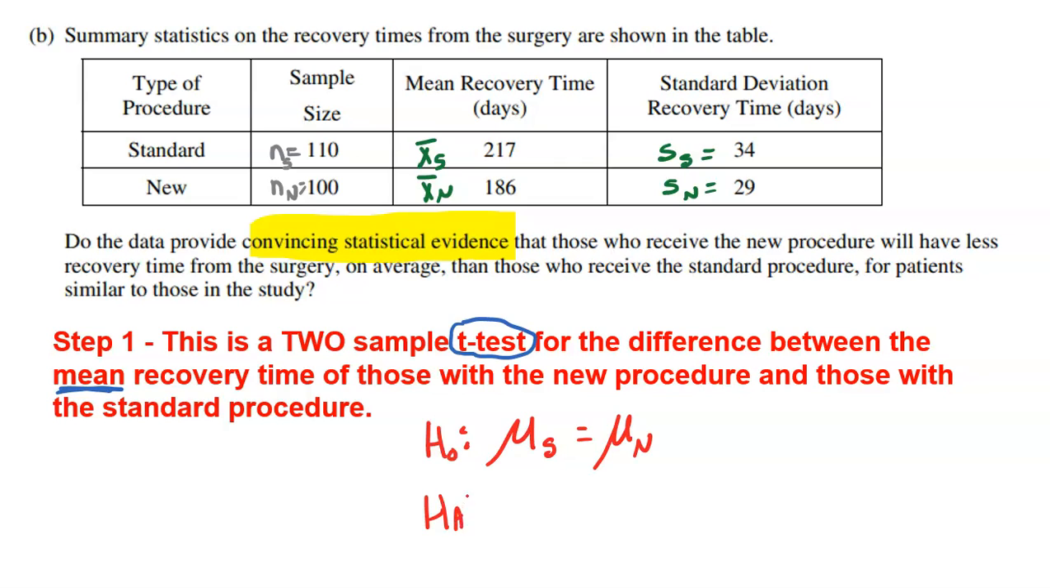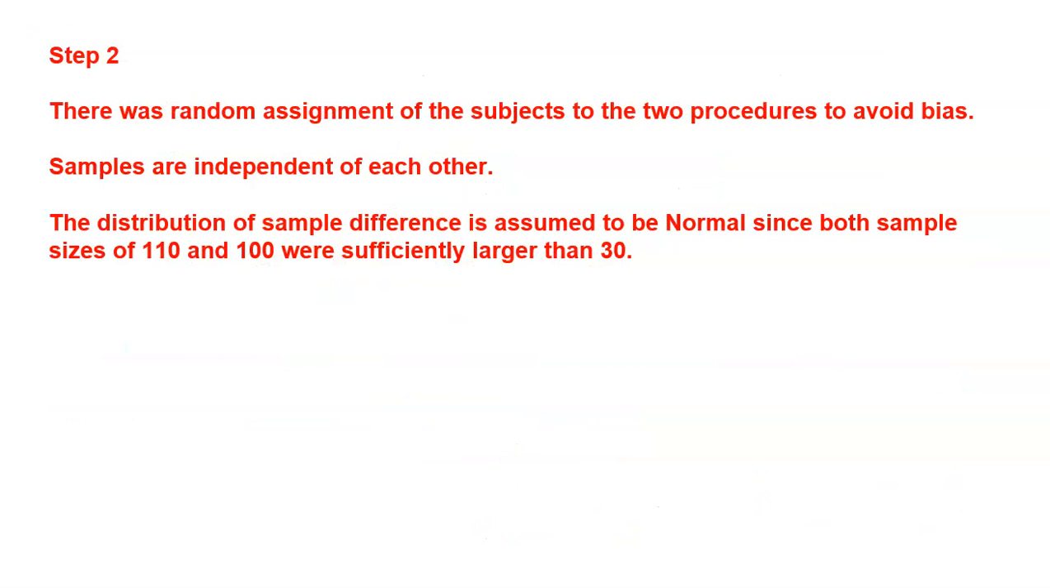And the alternative is what I'm hoping to show, that the mean for the standard procedure is greater than the mean for the new procedure, or actually you could say it the other way around. You're hoping that the mean for the new procedure is less than the mean for the standard procedure. It would obviously be the exact same thing. All right, now step 2 in conducting a statistical test is to check the conditions. That way your sampling distribution that shows all possible sample differences will be normal.